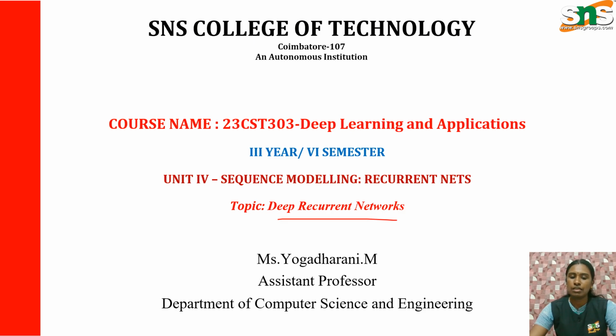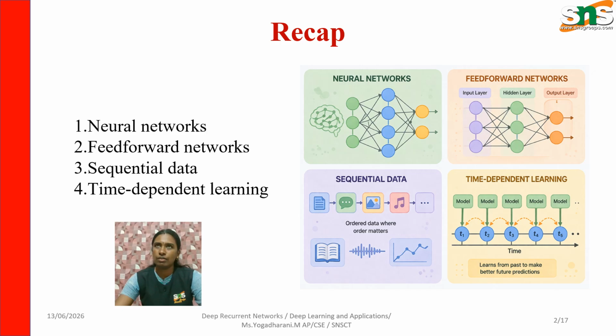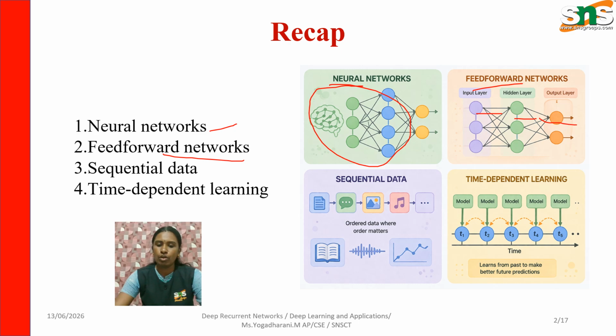Before we learn deep RNN, we quickly revise some previous concepts. A neural network is a computational model inspired by the human brain. It consists of neurons organized into layers. The second one is the feed-forward neural network. In a feed-forward neural network, information moves only in one direction, from input to output. There is no memory.